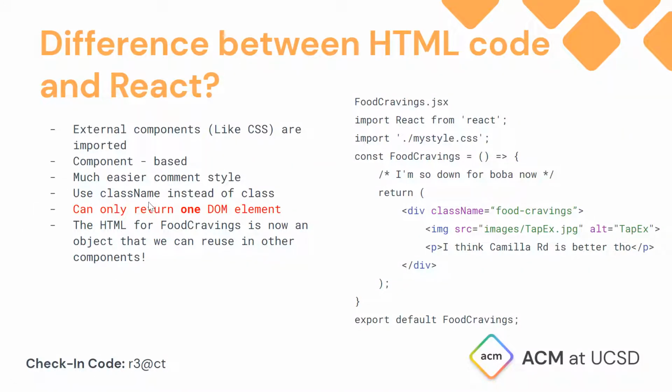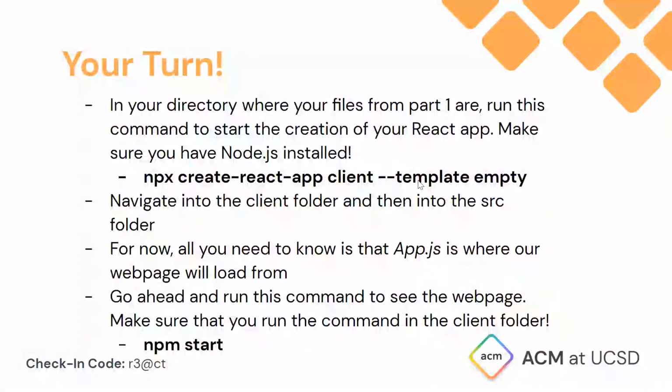And lastly, instead of the IDs and class, you just have the class name. So in this example, it's just the fruit carvings, right? One thing about React though is it can return only one DOM element, but it's so much better anyway because of the reusability, and it's less code that you will end up writing because it can be reused. So yeah, now it's your turn.